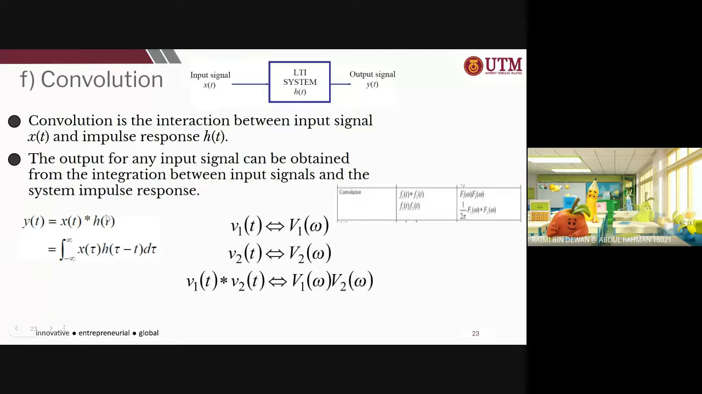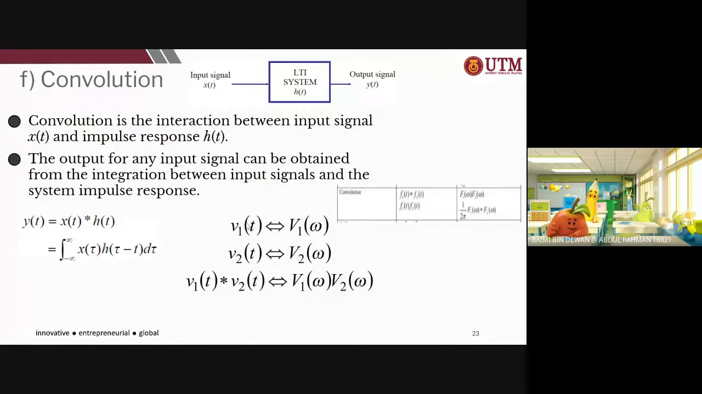In the time domain, the convolution is an integration from negative infinity to infinity of x(tau) times h(t minus tau), integrated with respect to tau.